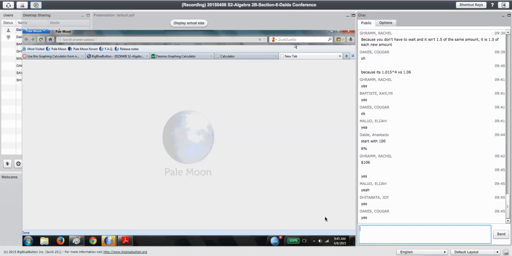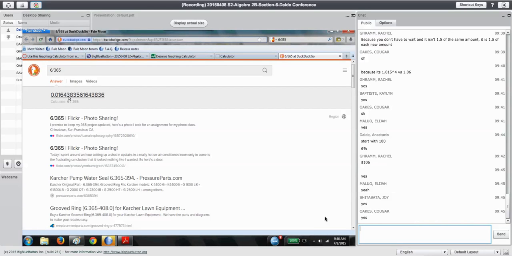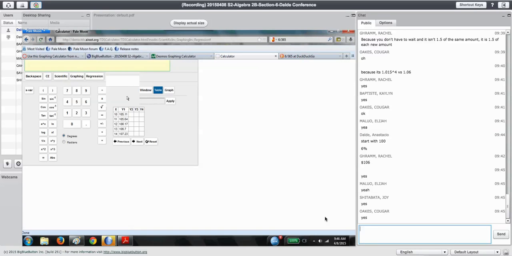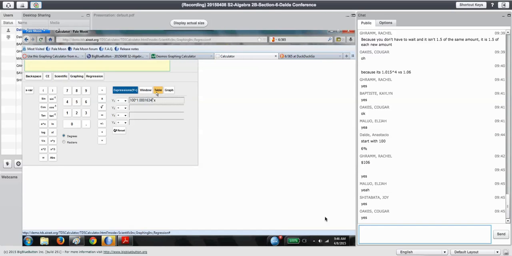So let's see what that is. 6 divided by 365 is equal to 0.01643. All right. So it accrues interest at 0.01634. Okay, not a whole lot of interest. But if I go to 362, then it's going to be $106.15. I feel like I'm wrong here.